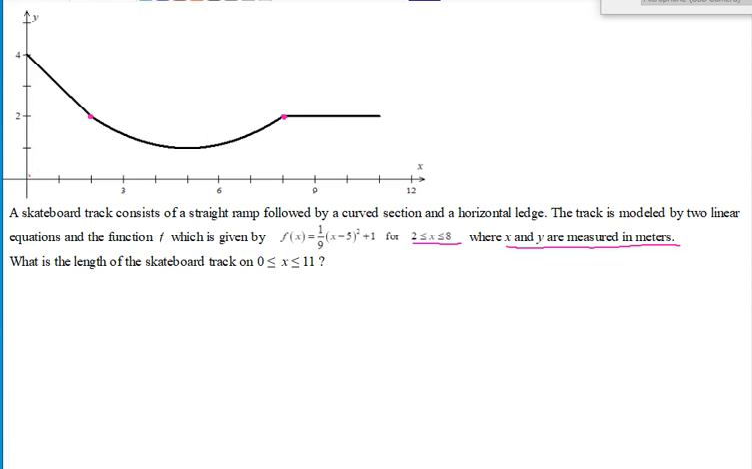So from here all the way to here. So let's start with the easy sections here, the linear ones. So for this horizontal line, you can see it goes from 8 right here to 11. Subtract those, so the length of that horizontal ledge there is 3.